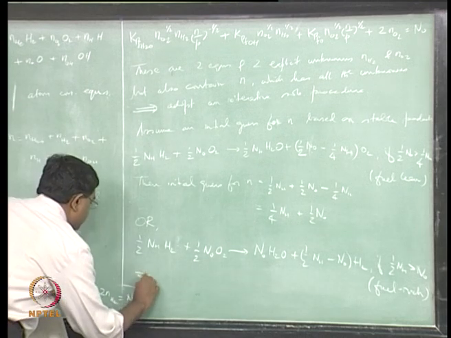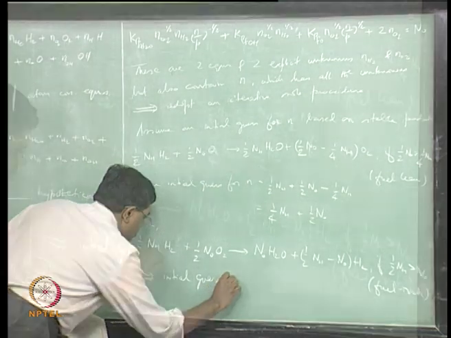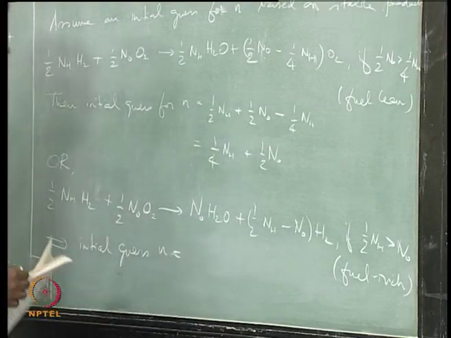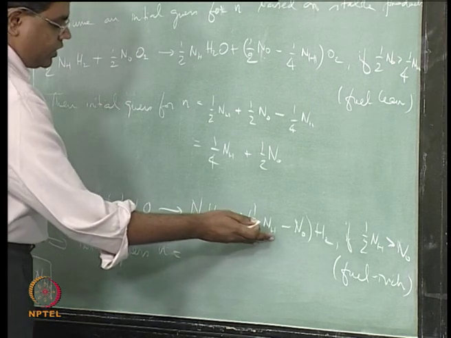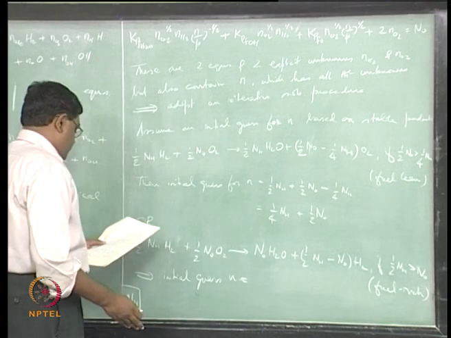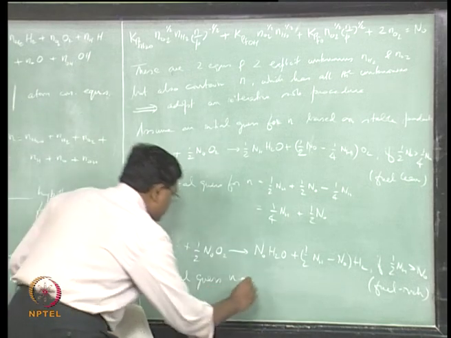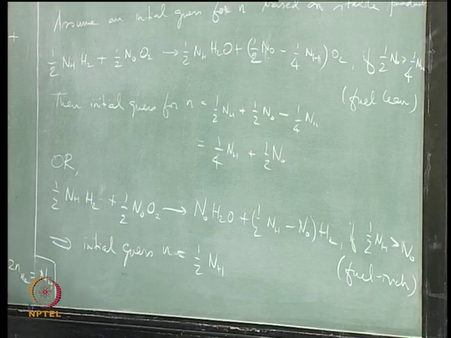This implies initial guess N. Just add up these numbers. So NO plus half NH minus NO is simply 1/2 NH, right. So you can start with this initial guess for N, and then you have to proceed.